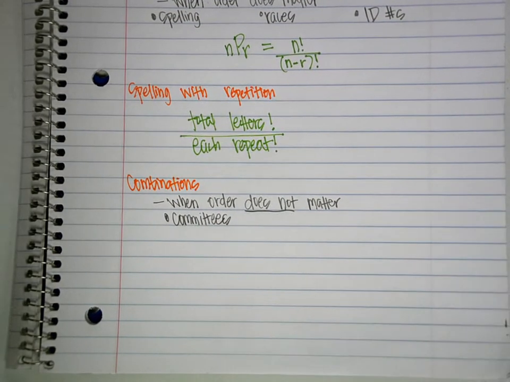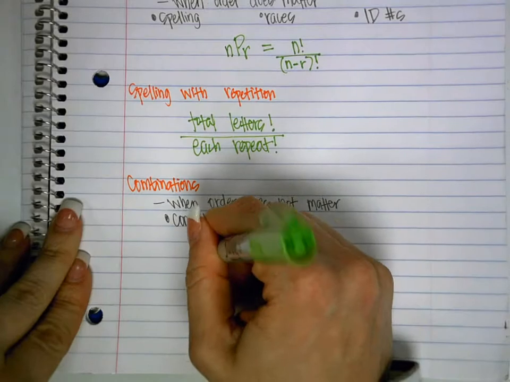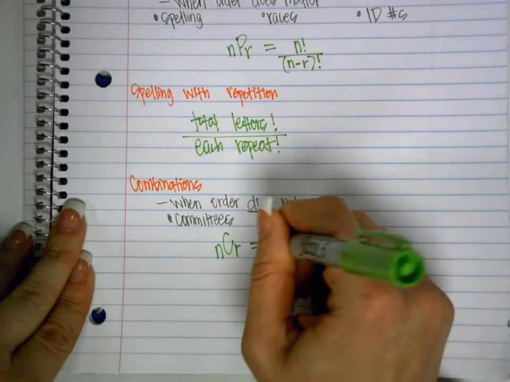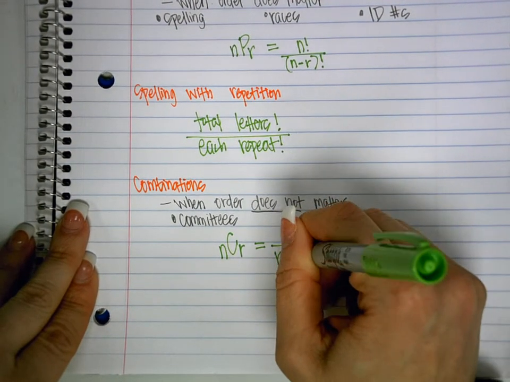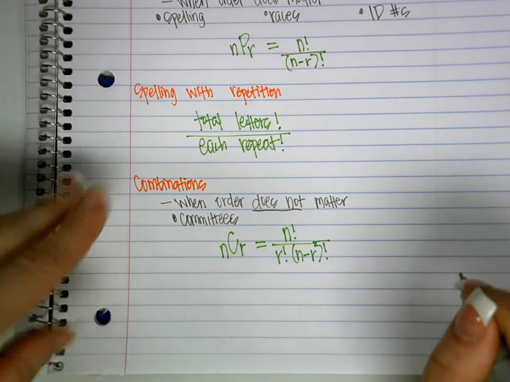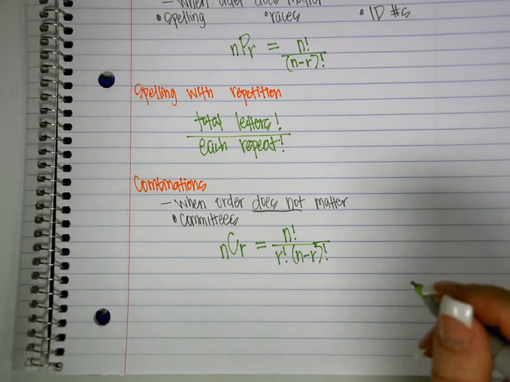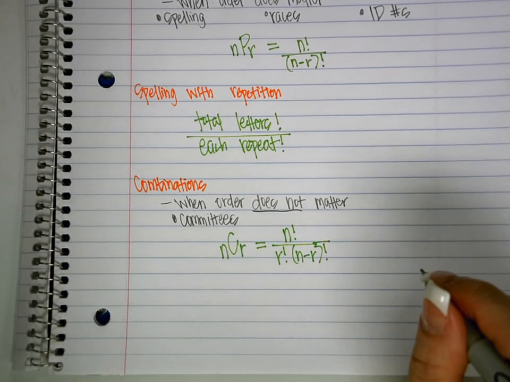The formula for combinations is nCr, and that is equal to n factorial divided by r factorial multiplied by n minus r factorial. So that is the larger one. You actually get smaller answers with combinations, but its formula is more complicated.